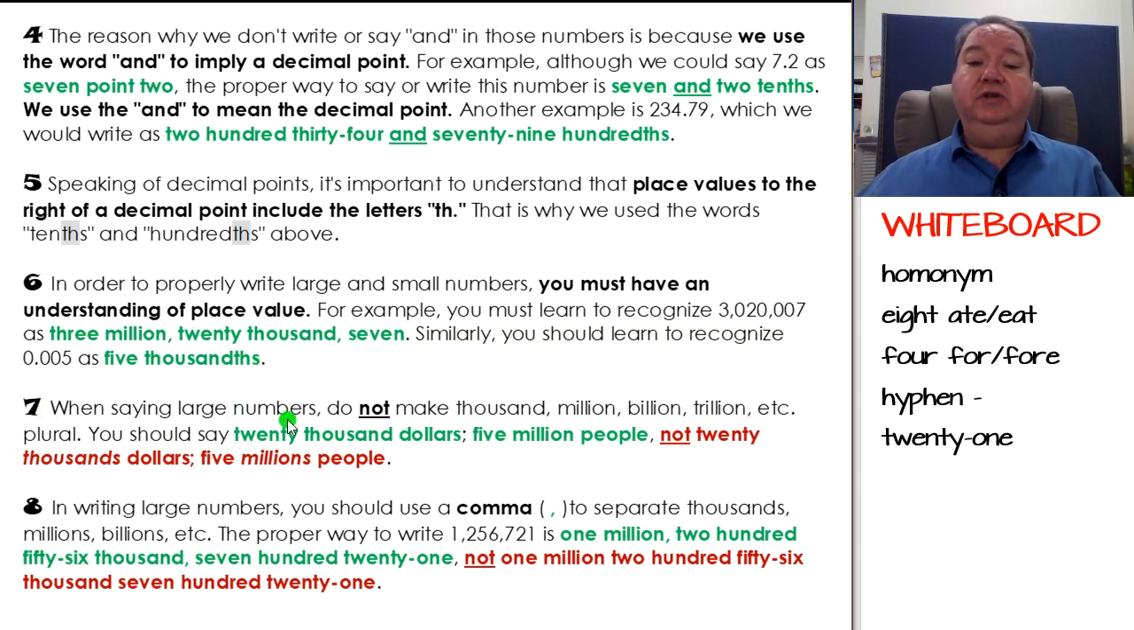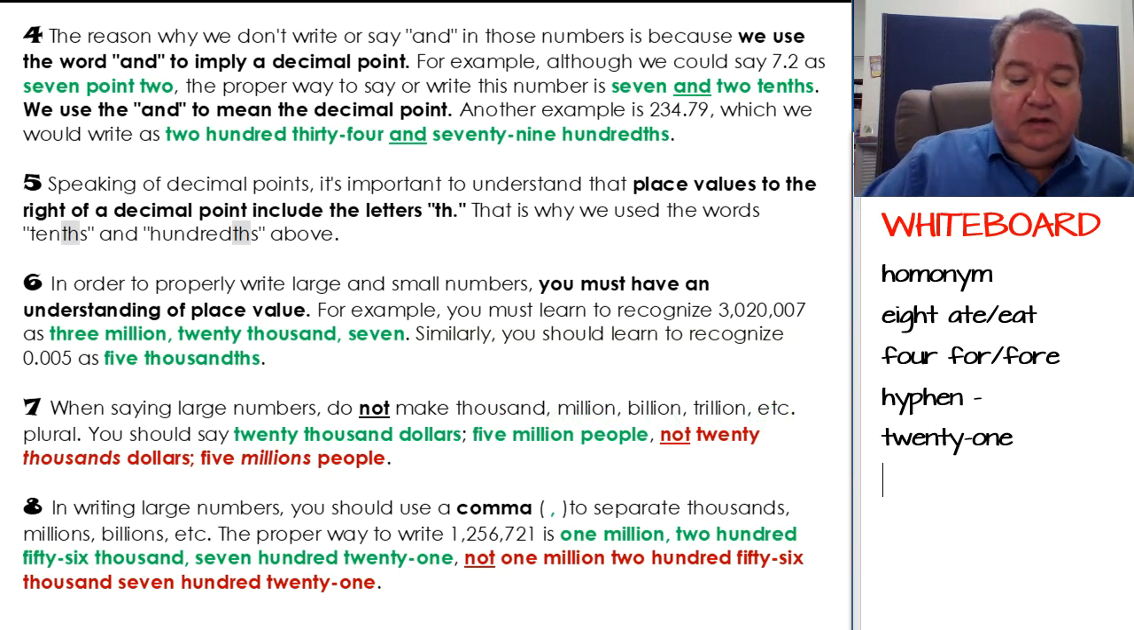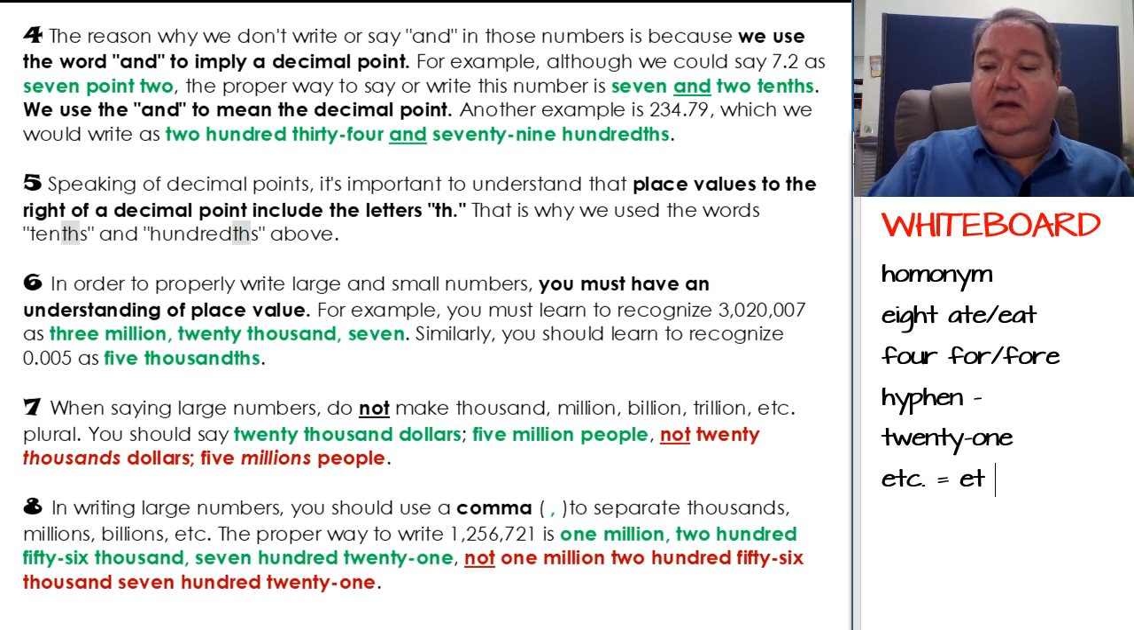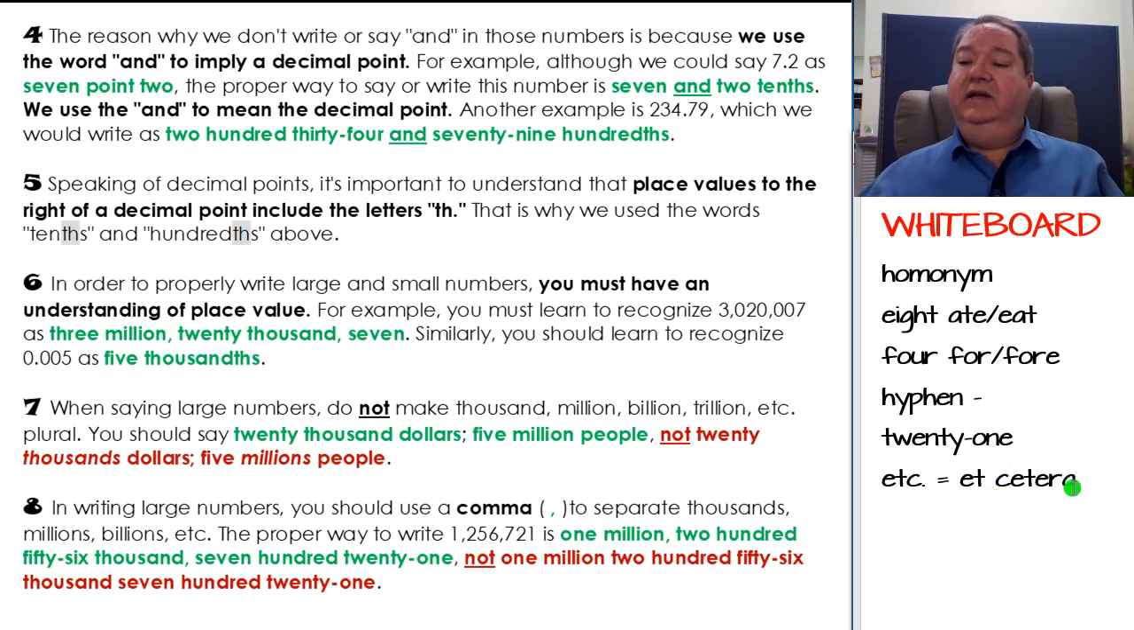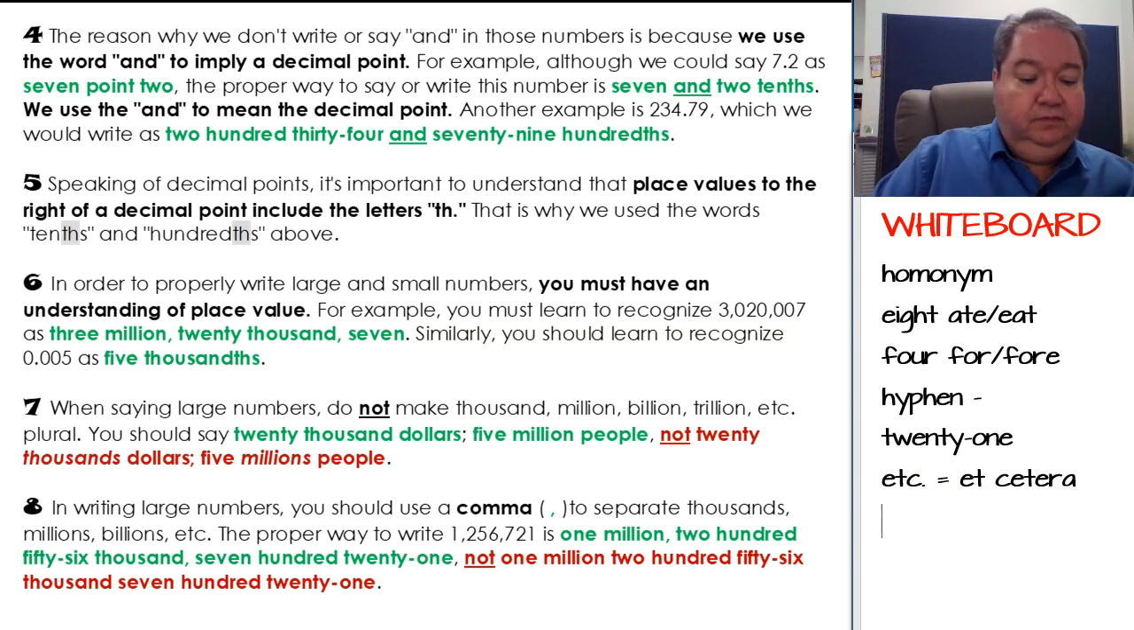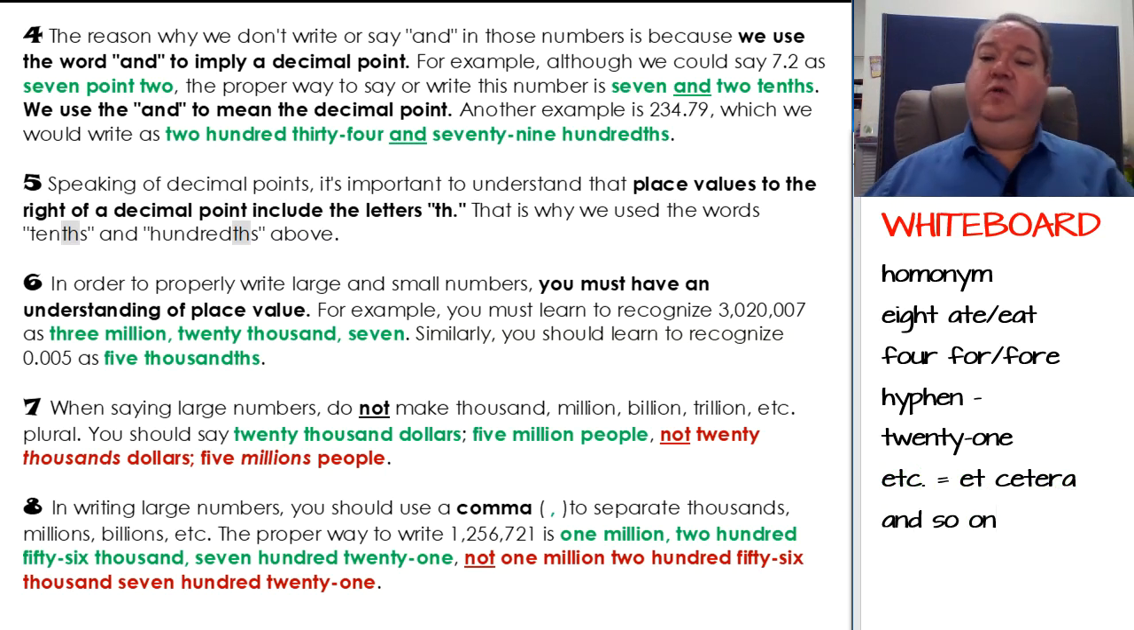Okay. Number 7. When saying large numbers, do not make thousand, million, billion, trillion, etc. That is ETC. It comes from, I believe it's Latin, et cetera. So we write ETC with a period, we say "et cetera." It means "and so on." Okay.